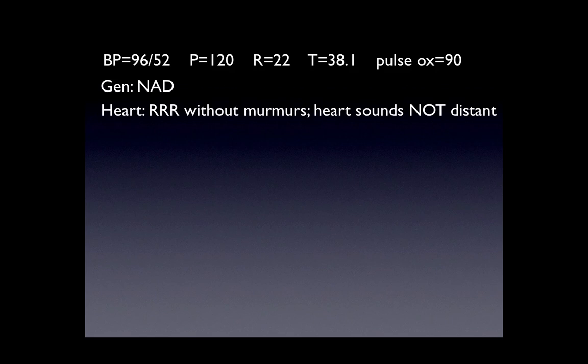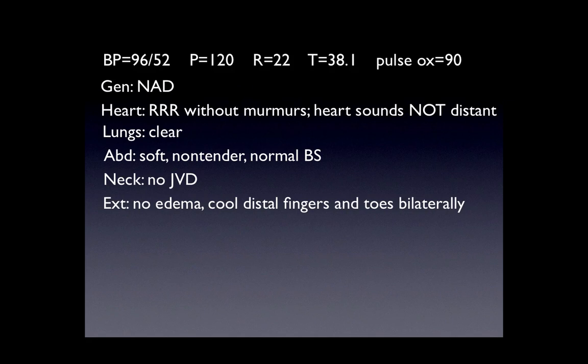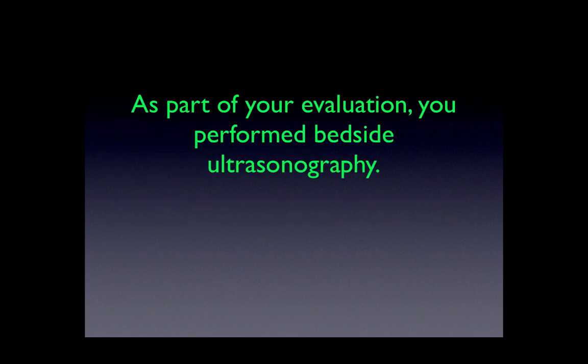His heart reveals a regular rate and rhythm without murmurs. His heart sounds are not distant. Lungs are clear. His abdominal exam reveals a soft, non-tender abdomen with normal bowel sounds. The neck, no JVD. Examination of the extremities reveals no edema. His distal fingers and toes are cool bilaterally. His neuroexam reveals a slightly confused male who is conversant, and there are no lateralizing findings.